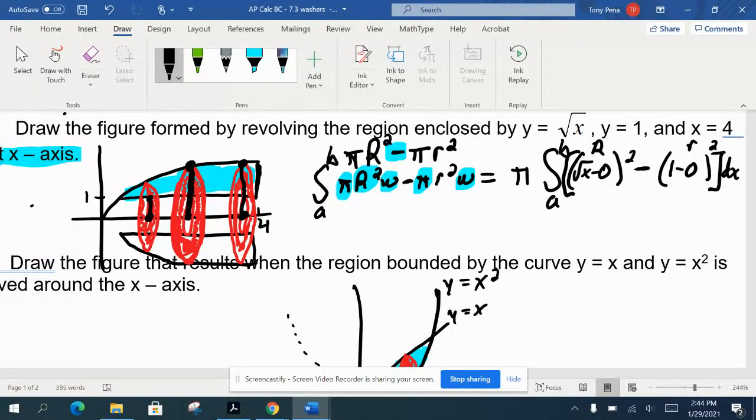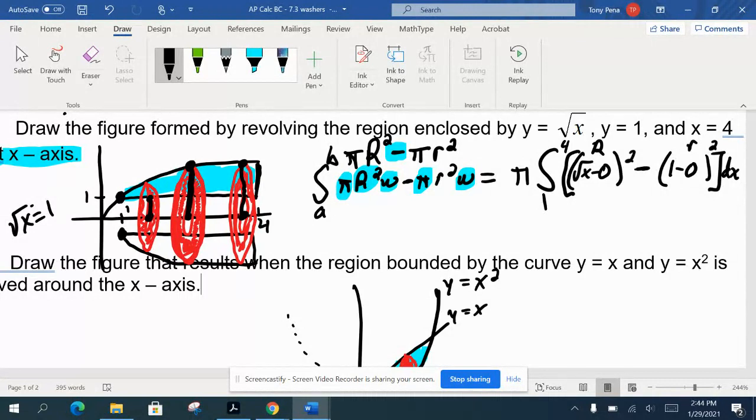Limits, if we are in terms of x, our limits have to be defined as x values. Definitely we finish over here at 4. And then just like we would have done the day before, in the previous notes, we need to figure out where those intersect. When we did that, we found that root x and y equals 1 equal each other at the x value of 1. So that ends up being our lower limit.